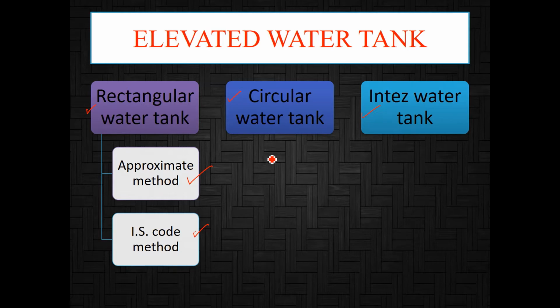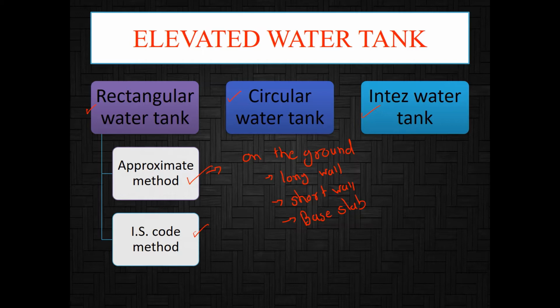The approximate method is simple: it is designed as an on the ground water tank. In the approximate method, we design a separate long wall, separate short wall and separate base slab. This is the approximate method which we use for the rectangular water tank design.